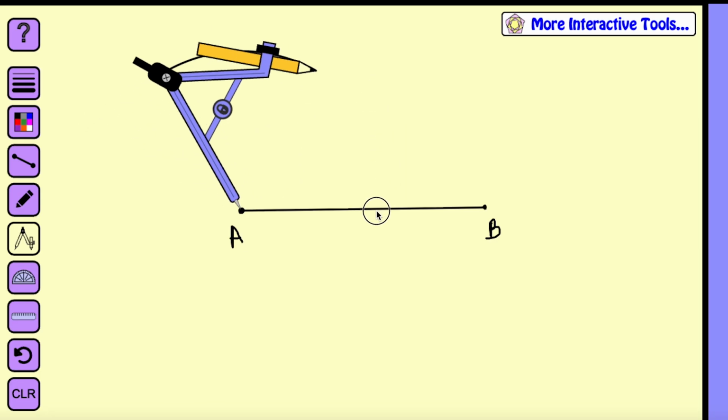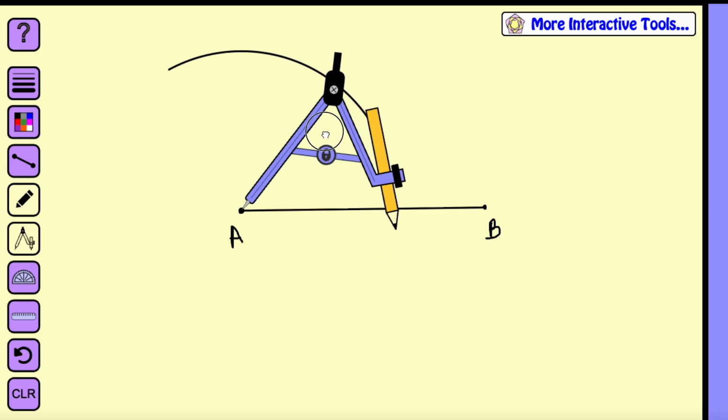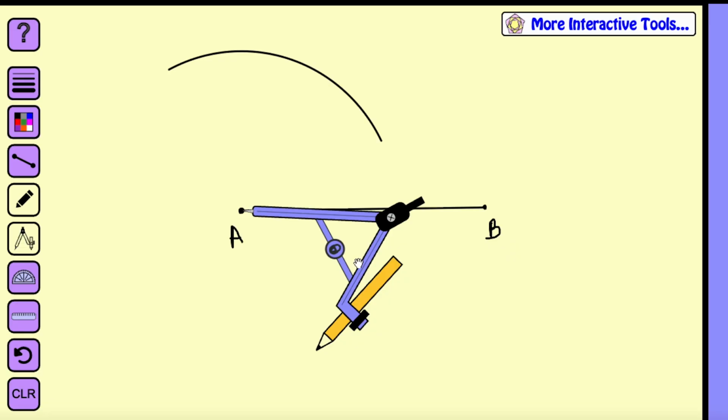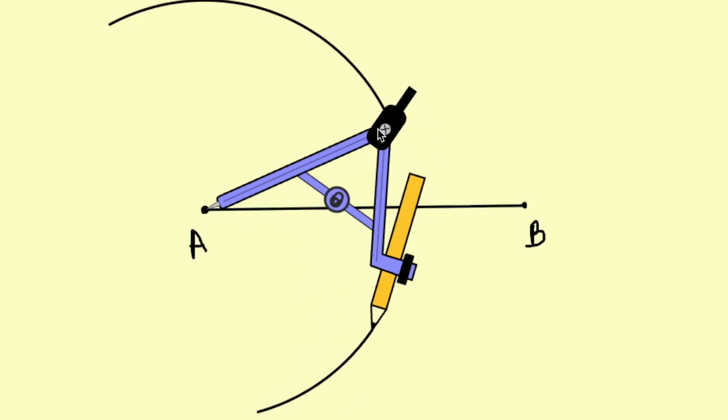Then move the pencil up and draw an arc. Do the same below the line, like this. Now, switch sides and draw another pair of arcs, above the line and below the line.